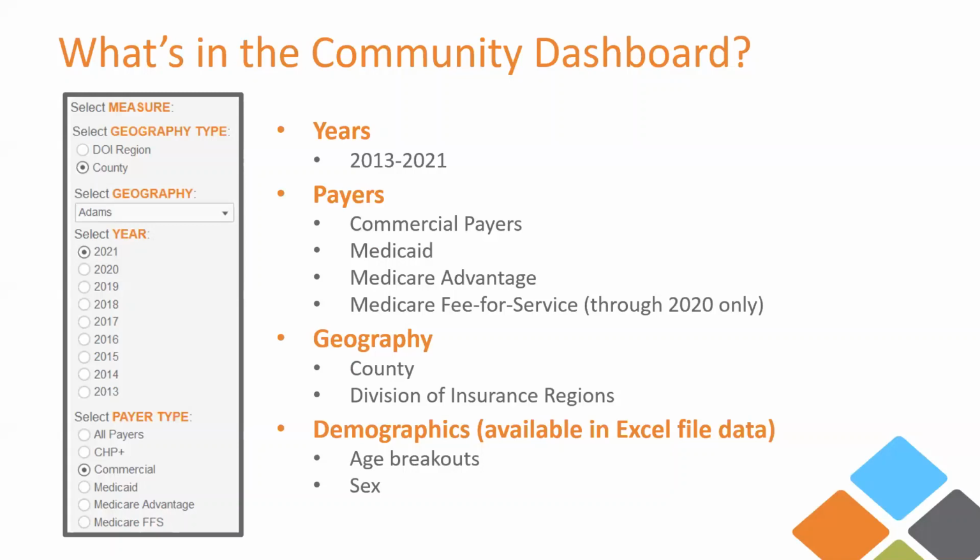It's all broken down by geography. This is called the community dashboard because we want communities to be able to look at the information for their region and compare and contrast with other regions. We also have division of insurance regions, which is the way the division of insurance sets the rates for premiums in Colorado. So it's sortable by either the county level or the division of insurance region level. And then we have demographics available in the Excel file. We don't have it in the interactive format, but age breakouts are available, so if you wanted to look at the pediatric population or over 65 only. We also have it broken down by sex: male, female, or other.